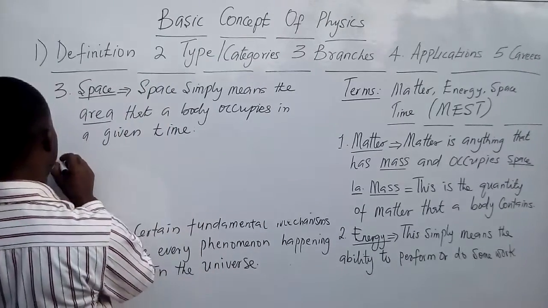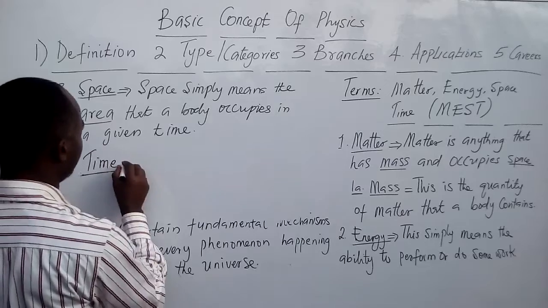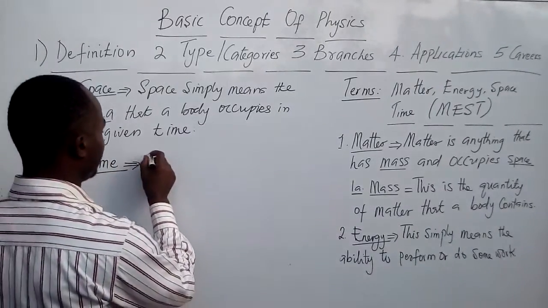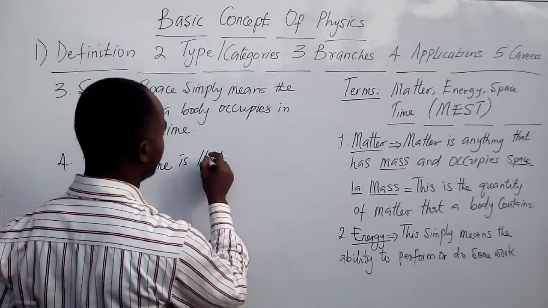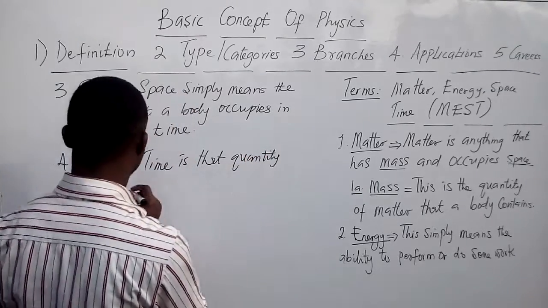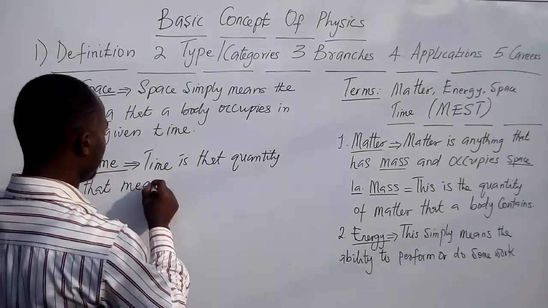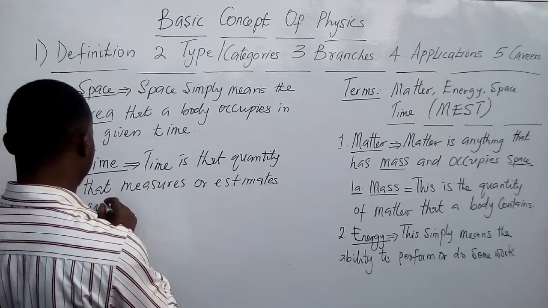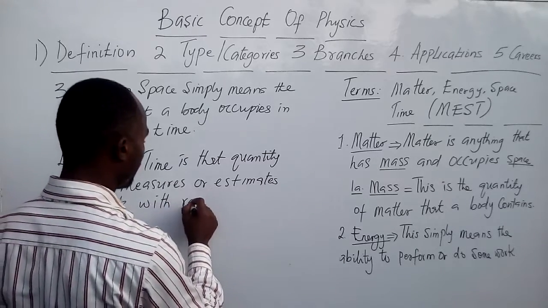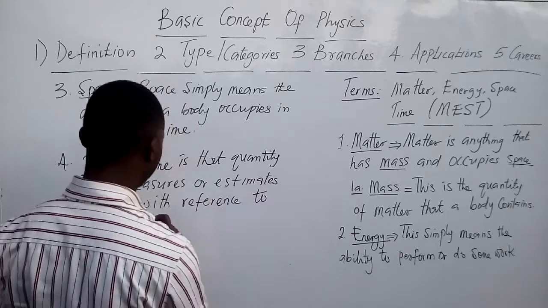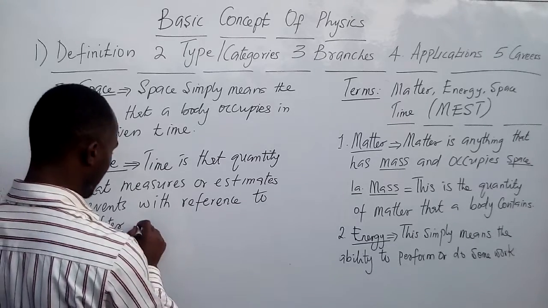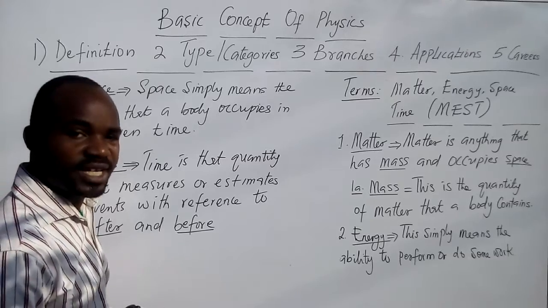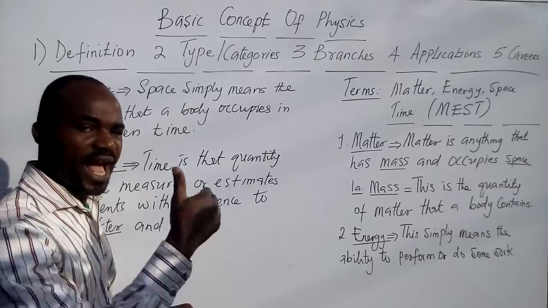Right. The next thing we're going to consider is time. Time is that quantity that measures or estimates events with reference to after and before. Okay, that's the definition of time. It's a quantity that measures events or estimates events with reference to after and before.